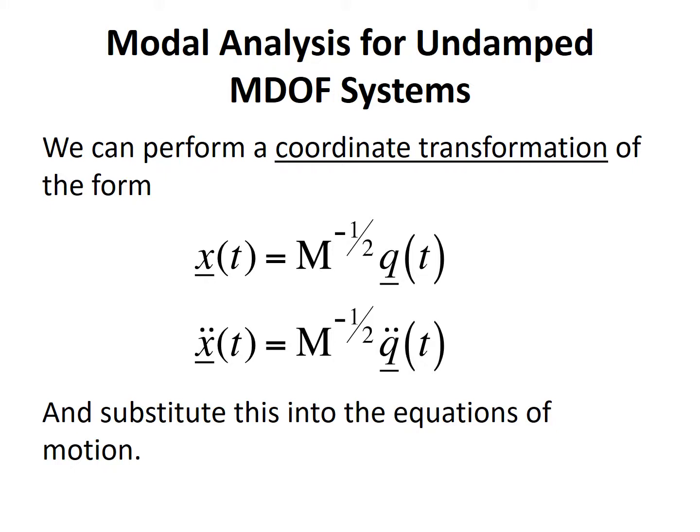At the outset of this analysis, we said that applying the concepts of the eigenvalue problem will yield a simpler set of equations to solve. This is achieved by applying a coordinate transformation in which the variables that represent the physical degrees of freedom x of t are transformed into another set of variables we call q of t through the transformation x of t equals M to the minus 1/2 q of t. Since we assume that the inverse square root of the mass matrix is independent of time, the second derivative of x of t is simply equal to the inverse square root of M times q double dot.